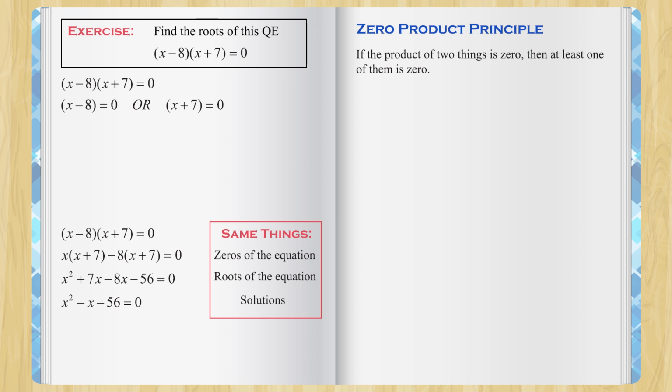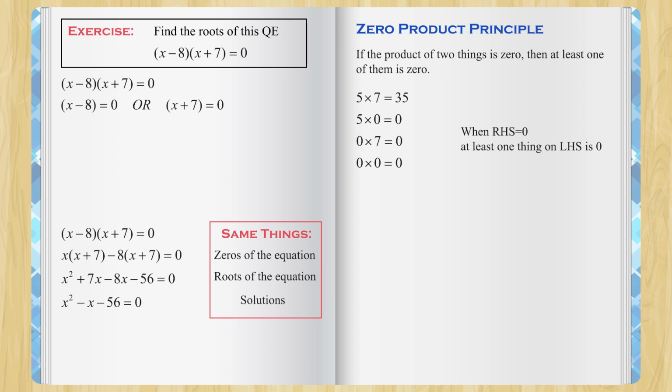And if you think logically about this principle, it will start making sense. Take a look at this. 5 times 7 is 35, 5 times 0 is 0, 0 times 7 is 0, and 0 times 0 is also 0. If the right side is 0, then at least one term on the left side is 0.